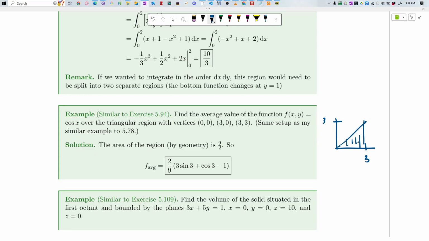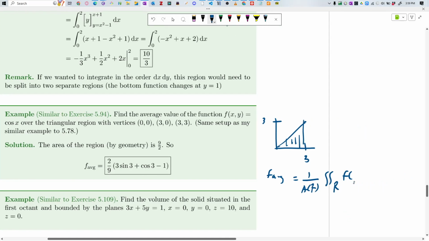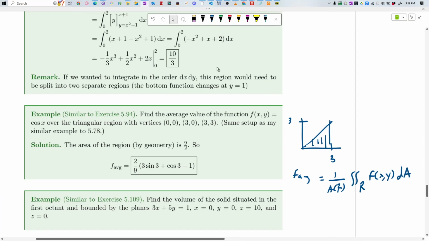To calculate average value, f average was 1 over the area of the region multiplied by the double integral over the region of the function, right? So you just have to remember that fact. And in the previous example, we computed this double integral. It was this in parentheses. So all we need to do is divide by the area of the region, which, well, it's a triangle, so it's 1/2 base times height, which gives you that the area is 9/2, and we reciprocate because we're dividing by the area of the region.